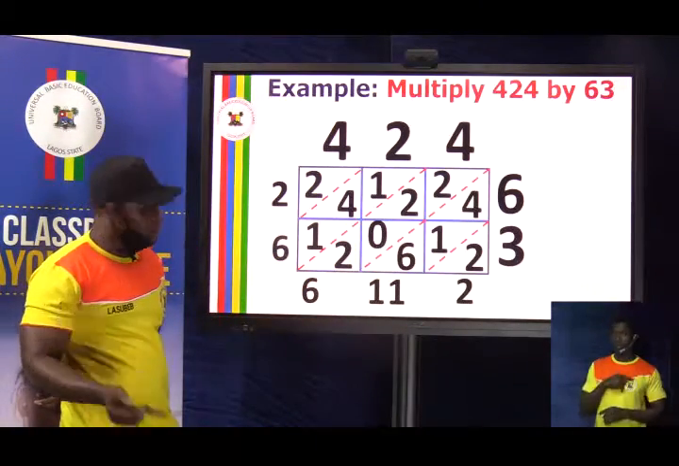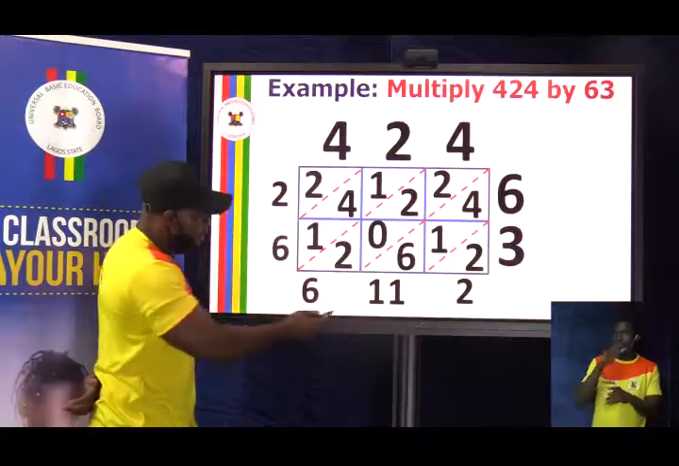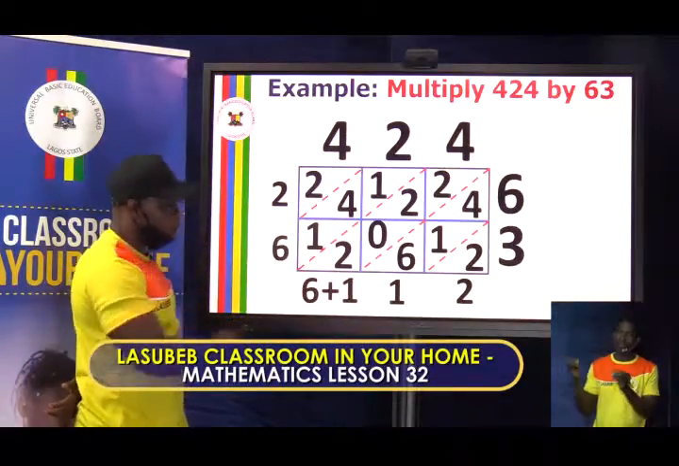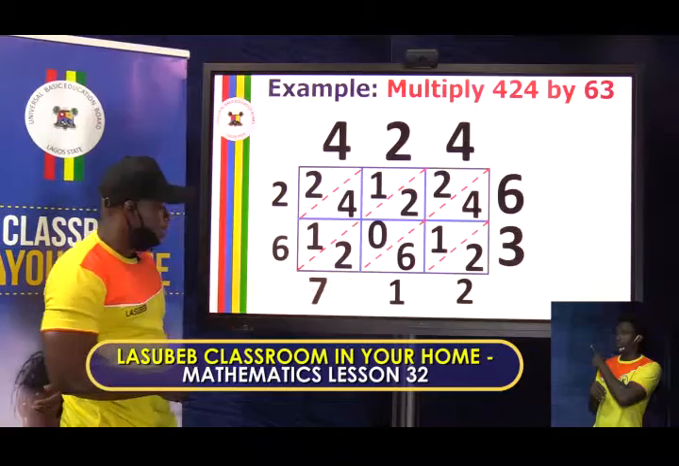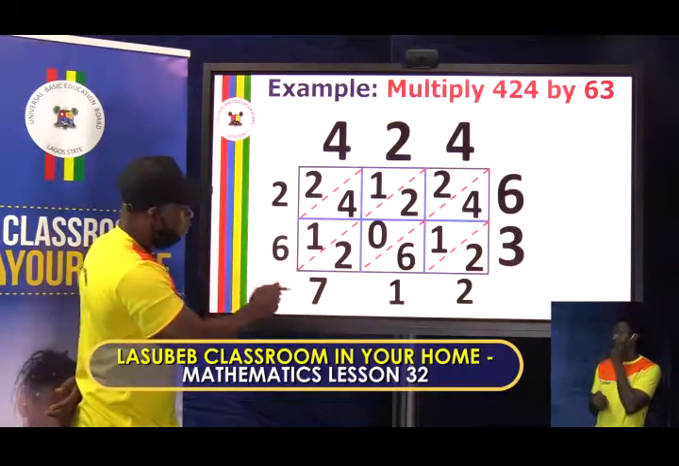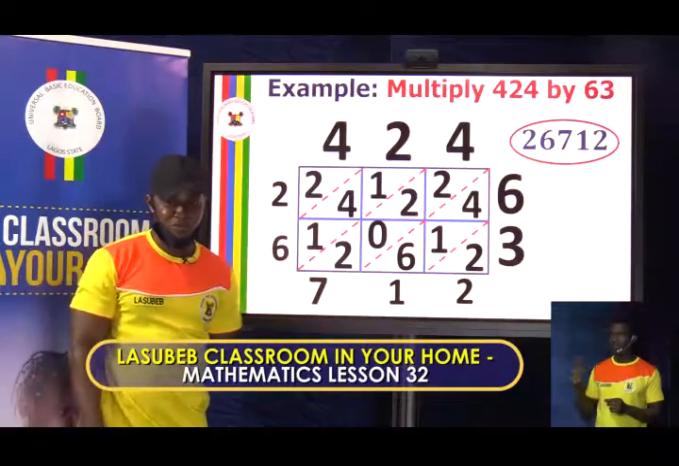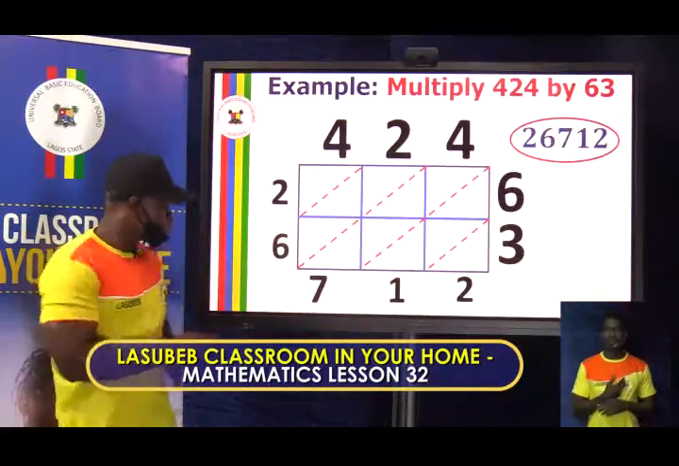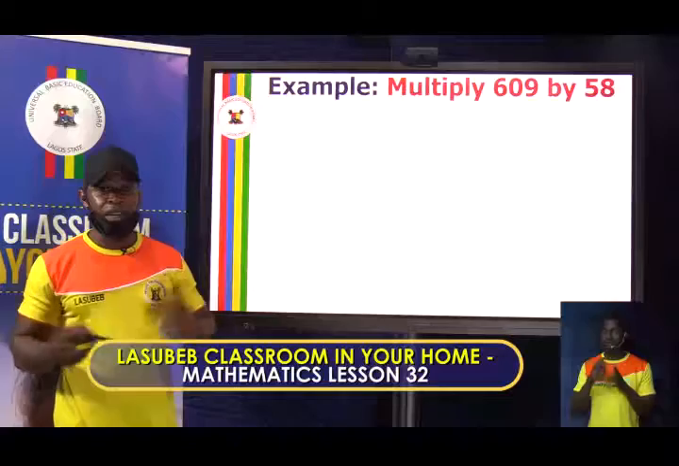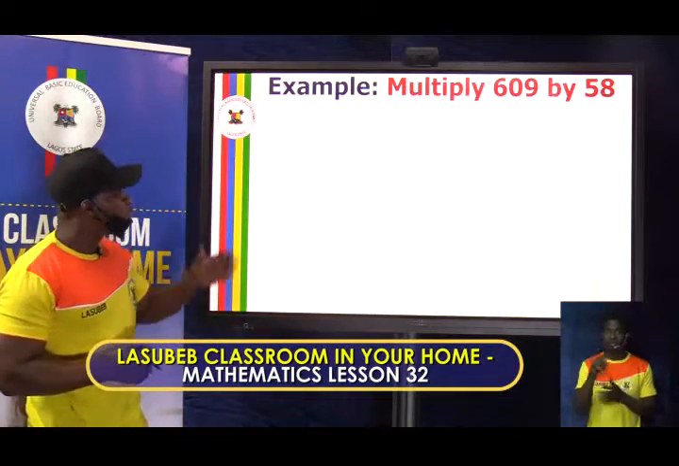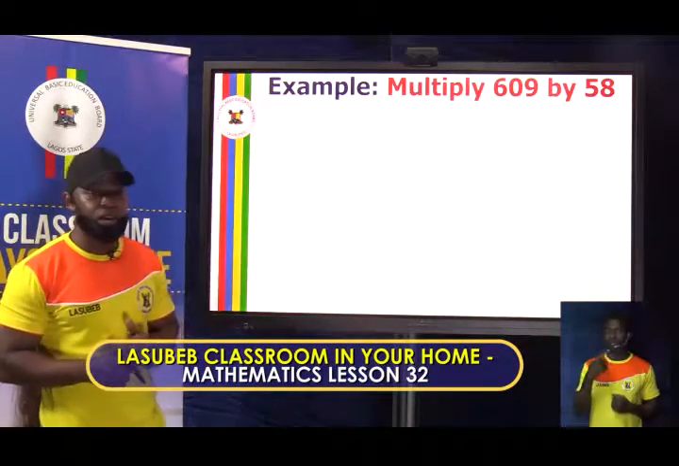Now we're almost there. The next thing to do is just to take this one that has double digits. I take the 1 to the next place and I add it up. I get 7. My final answer is 26,712. Very simple, right? Let's take a look at another example to clear up any gray areas you may have. The second example says multiply 609 by 58.